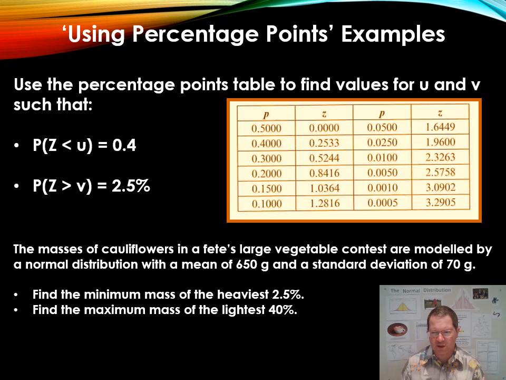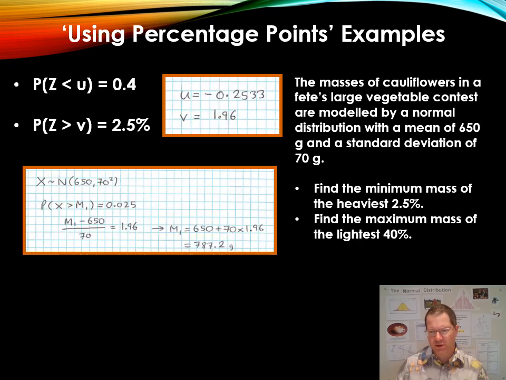So we're going to look at one example with words to put this into context. The masses of cauliflowers in a large vegetable contest are modelled by a normal distribution with a mean of 650 grams and a standard deviation of 70 grams. And we've been asked to find the minimum mass of the heaviest 2.5% and the maximum mass of the lightest 40%.